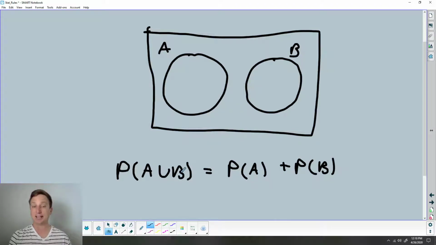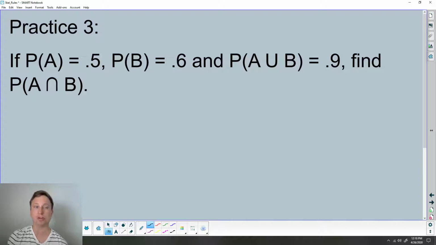So I can test and see if they're mutually exclusive as well. If this is true, the events are mutually exclusive. So if the numbers match here, it's mutually exclusive, or if I have this situation where the Venn diagrams look like this, it's mutually exclusive as well. So let's get into a practice problem here, then we'll call it good.